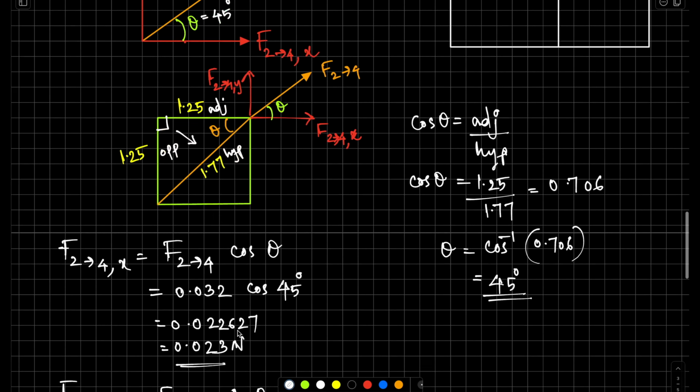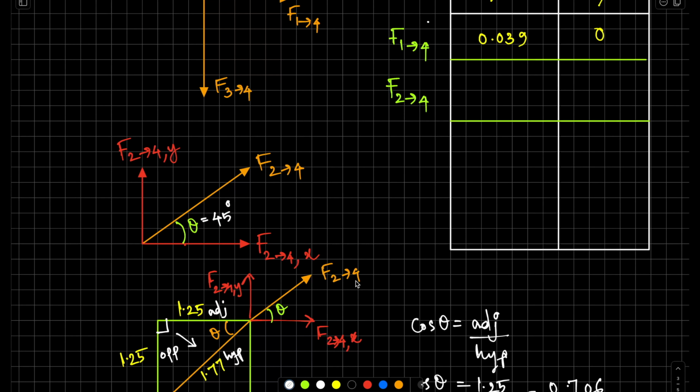Both these components are positive because this is on the positive x-axis, and this is on the positive y-axis. So both of them are positive. Both the components are the same, 0.023.